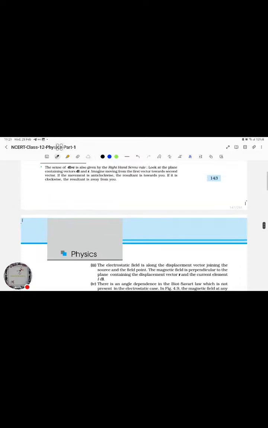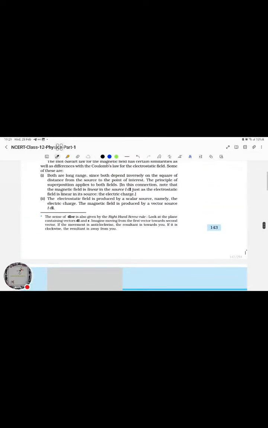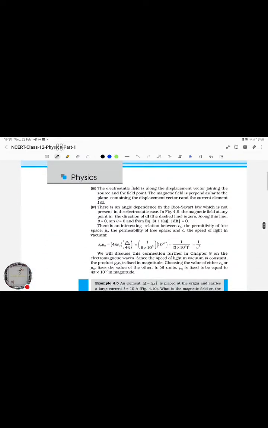So what we are saying is, both are inversely proportional to the square of the distance, and the electrostatic field is produced by a scalar source, that is an electric charge, whereas this one is produced by a vector source known as I dl, and the electric field is along the displacement vector joining the source and field point.